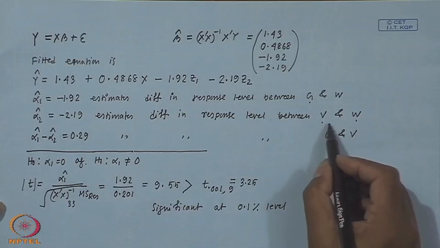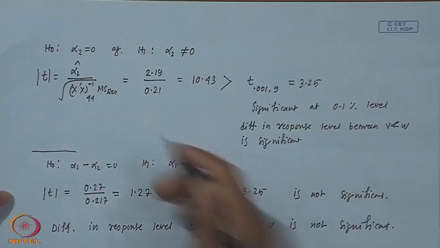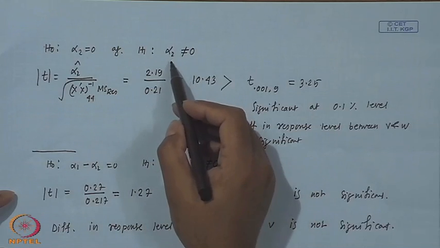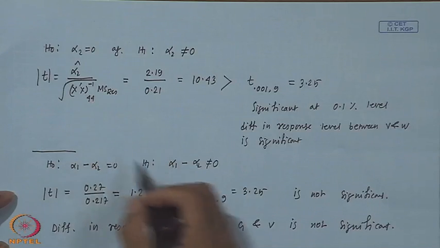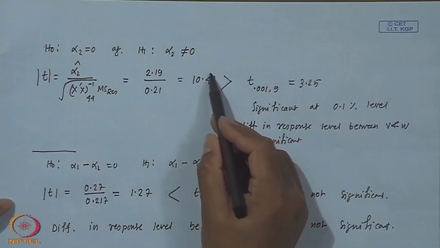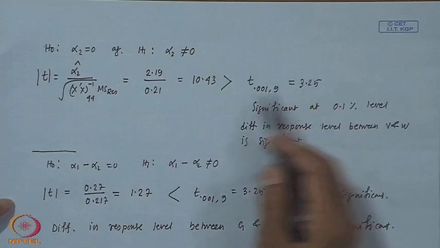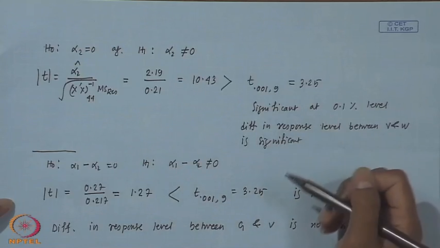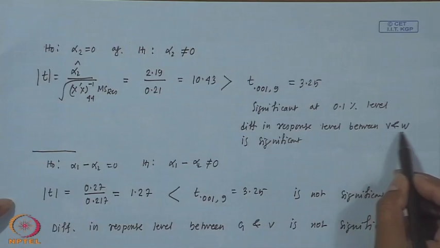Now, let us check whether there is a significant difference between Virginia and Wisconsin. For that we need to test alpha 2 equal to 0 against alpha 2 not equal to 0, same test statistic. Here only it will be replaced by 4 4, the fourth diagonal element in the variance covariance matrix, and you can see the observed value is 10.43 and the tabulated value is 3.25. So, that means the test is significant. In other words, there is a significant difference in response level between V and W.